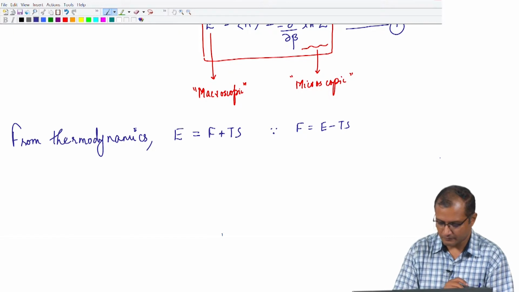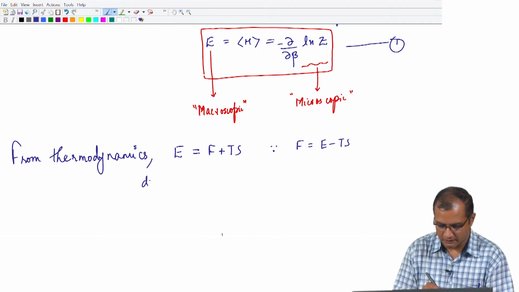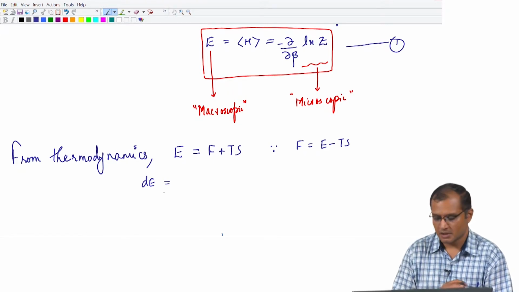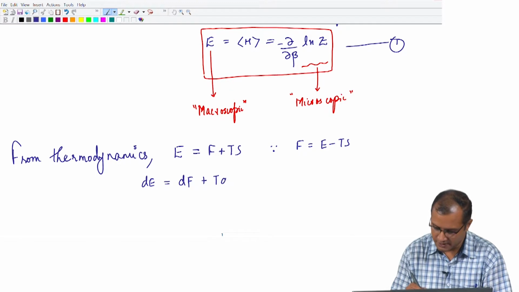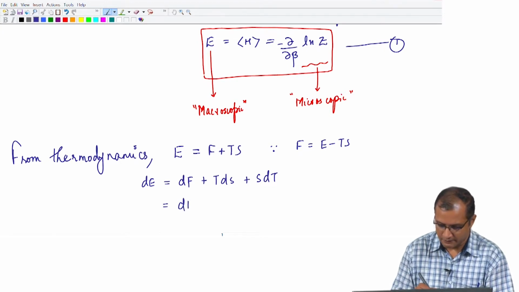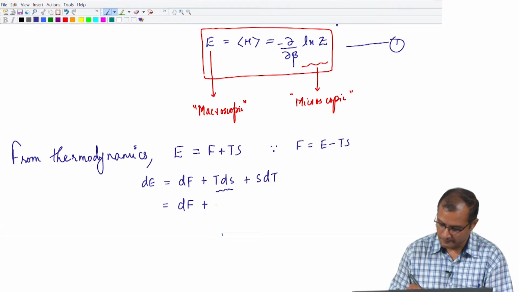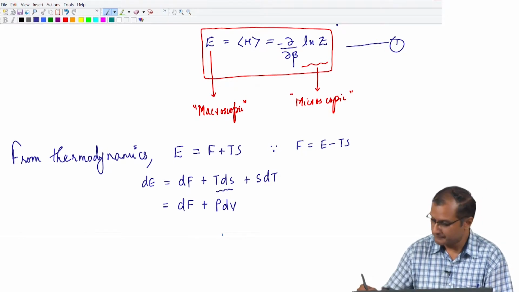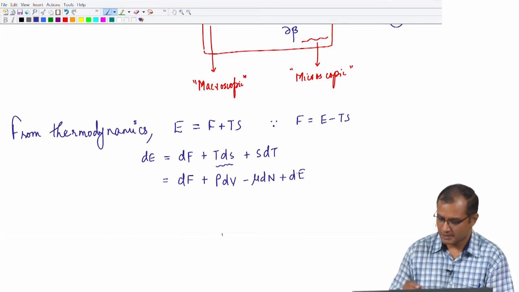Just recall that if I take a derivative on both sides, a differential on both sides, so a small change in internal energy is equal to a small change in free energy plus TdS plus SdT. But I know from the first law of thermodynamics that I can write this TdS as the pressure volume work minus mu dN plus some internal energy change, and this is the SdT.